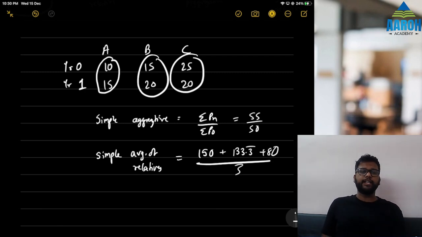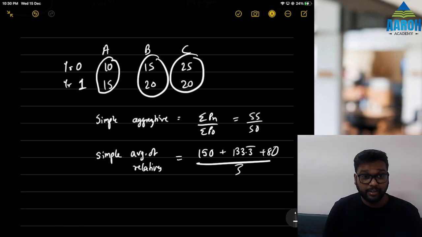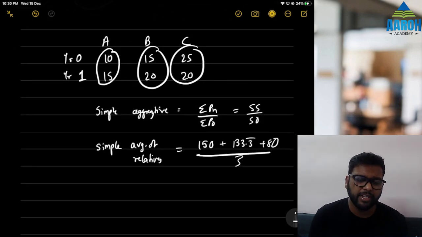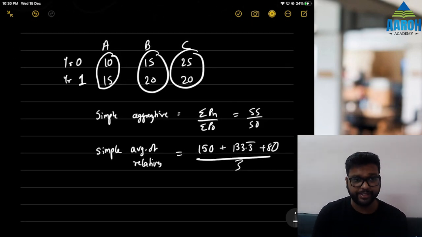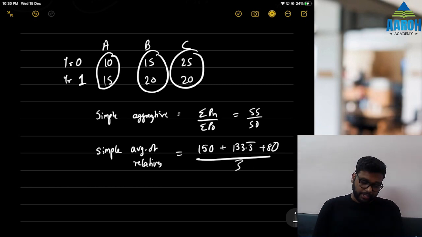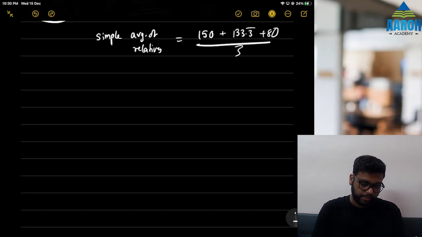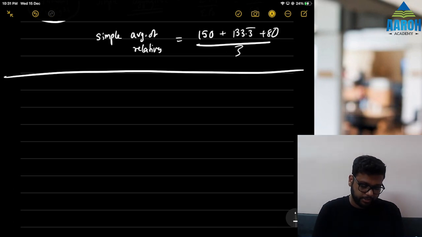So either simple aggregative or simple average of relatives, any method we can use under simple methods, okay, under these two. Fine. Both of them make no sense because they don't consider any weights. Simple aggregative method considers hidden weights. This is again important from MCQ point of view. Simple average of relatives is okay, but this is simple average which is not useful to us. So weighted average methods are better. Let's see the weighted aggregative methods.